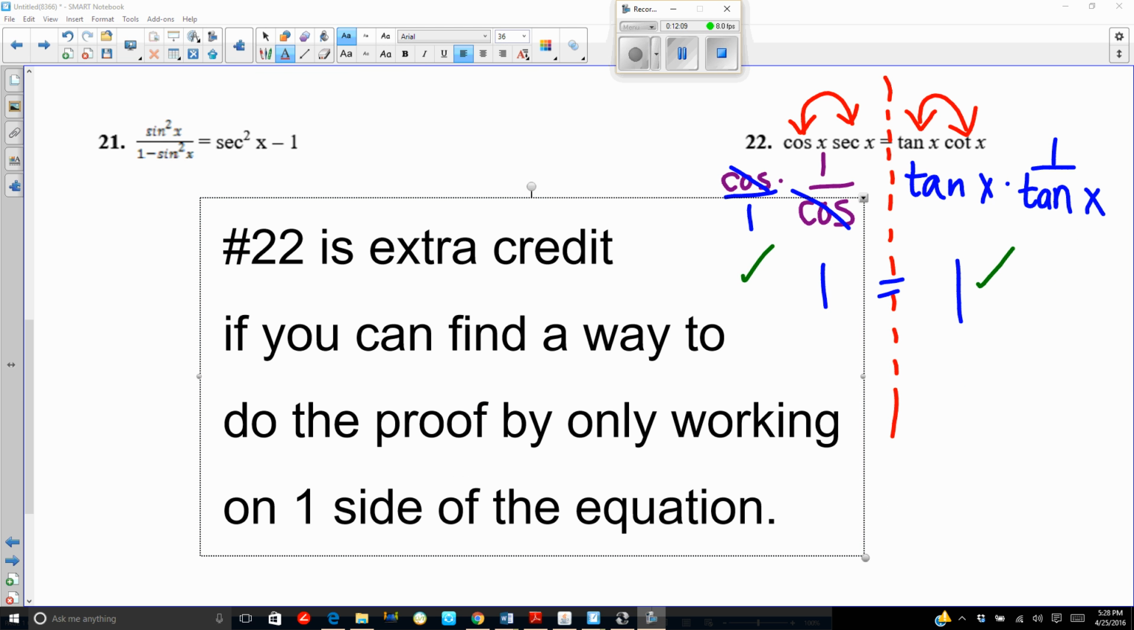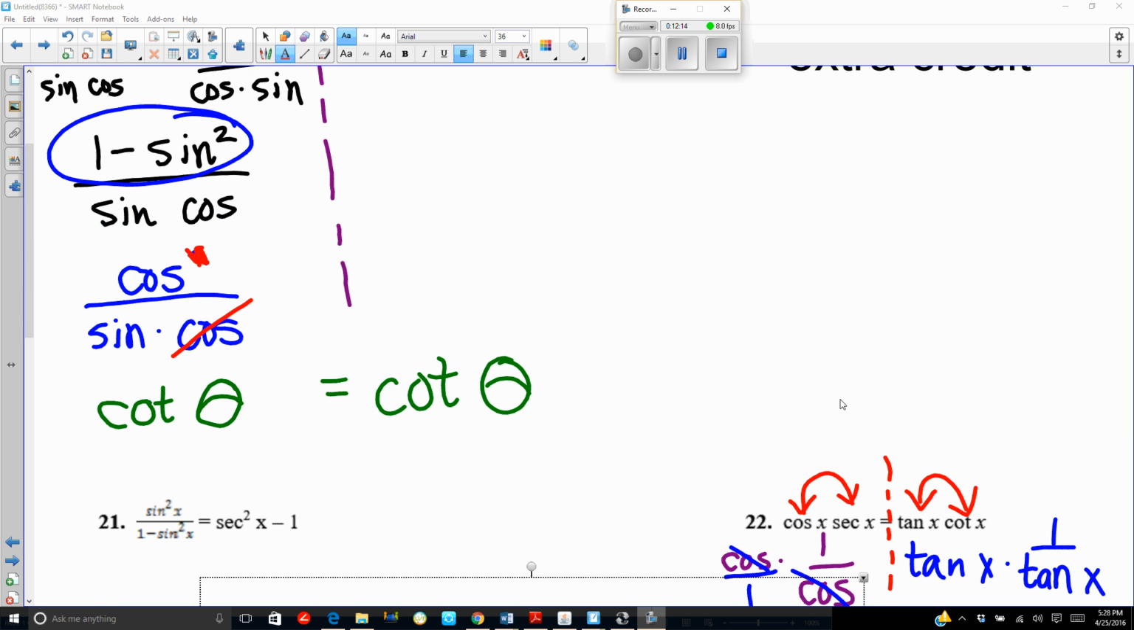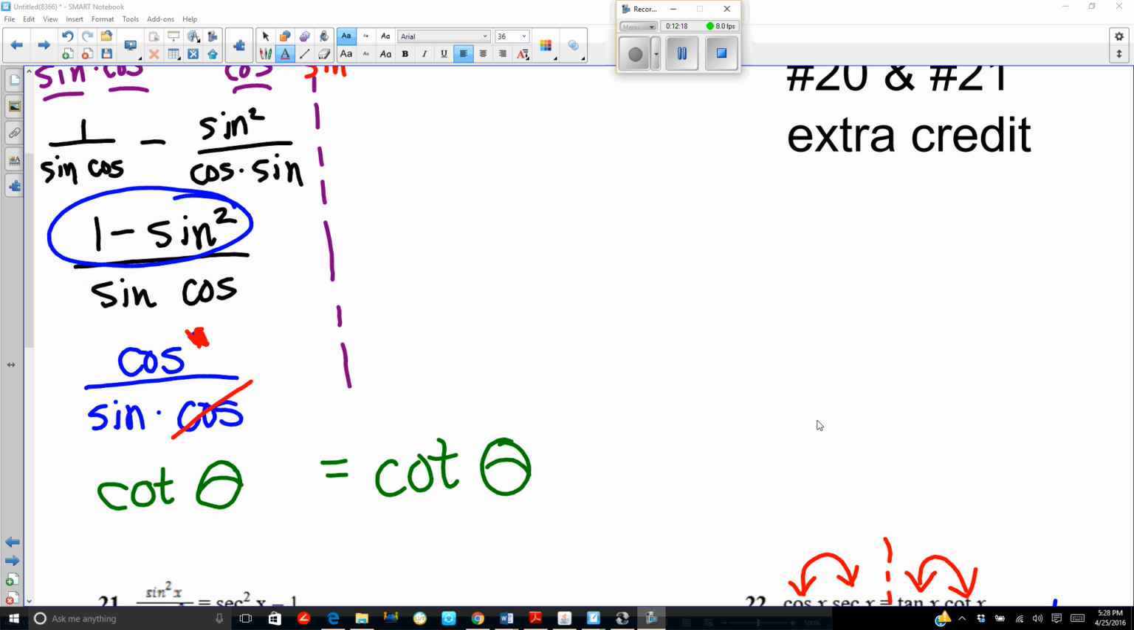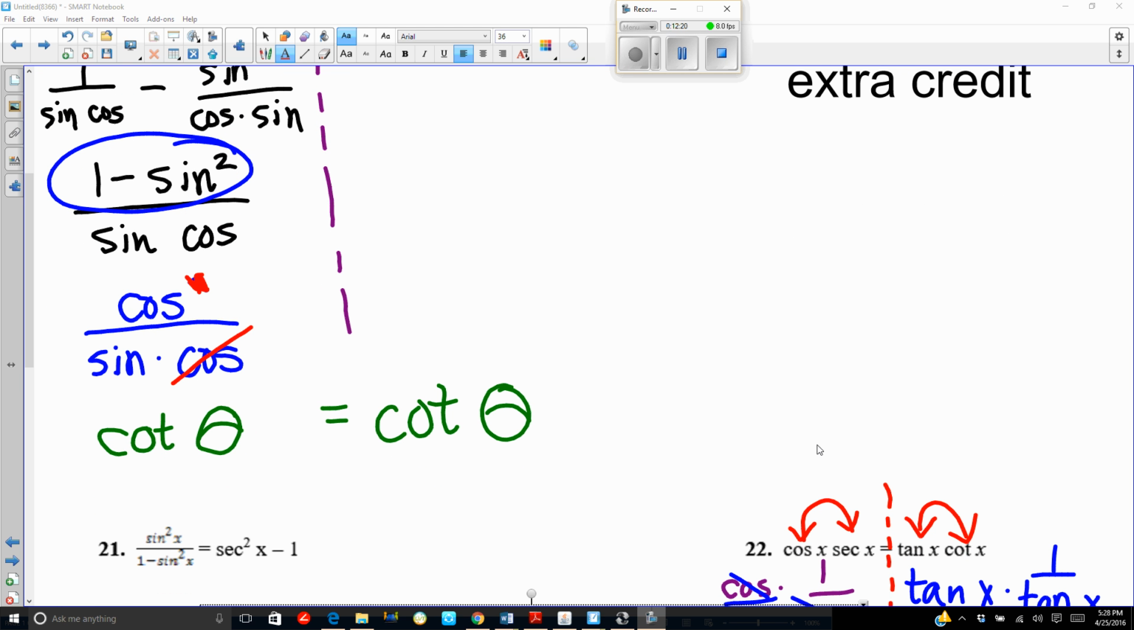So by only working on one side of the equation, that one will be extra credit, as well as number 20 and number 21. Every other problem will be graded for accuracy that I worked out on here. Make sure you have everything done from the test review ready to turn in on Friday. Again, if you've got questions, you can come in after school on Thursday, or you can come early Friday. We'll go over this.